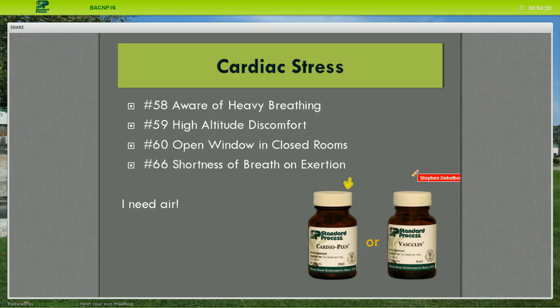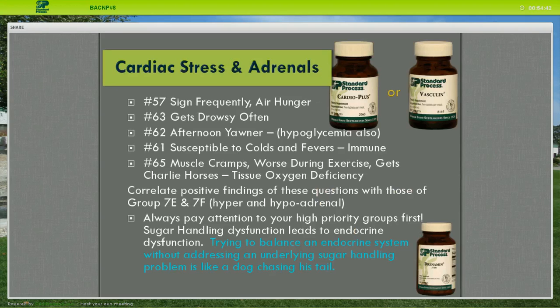We go Cardio Plus. If they're more of a low blood pressure person, or they need more energy, if they're more of that "I can't" type, I would do Vasculen. So questions 57, 63, 62, 61, 65 tend to be more about cardiac stress in the adrenal glands. So again, the same rule applies: Cardio Plus for the people that need more relaxation and blood pressure decreasing, and Vasculen for people that need more fuel, more energy, more zest, or have lower blood pressure.